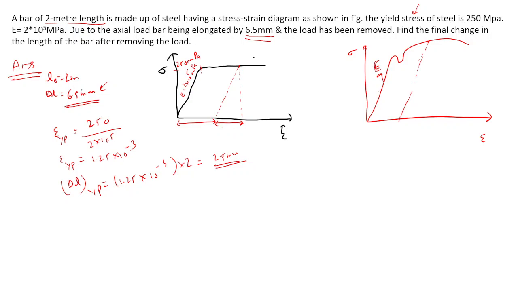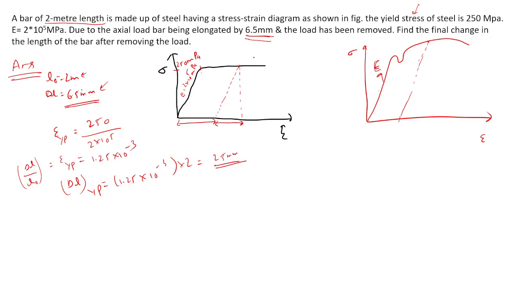So why do we multiply it by 2? Because this is the strain and we want to get the length. And what is the strain? Deformation divided by initial length. So how will you find the deformation? The strain multiplied by initial length. Initial length is 2 meters.